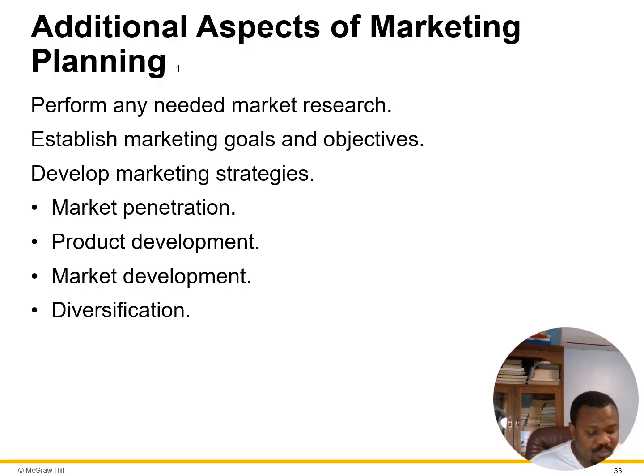So, additional aspects of marketing planning: we perform needed marketing research, we establish marketing goals and objectives, and we develop marketing strategies. Now, there should be market penetration, product development, market development, and diversification. We have to establish marketing goals and objectives, develop marketing strategies, market penetration, product development, market development, and diversification.